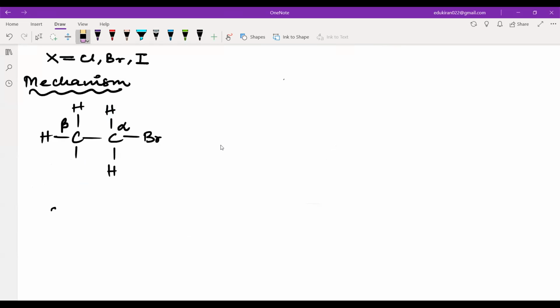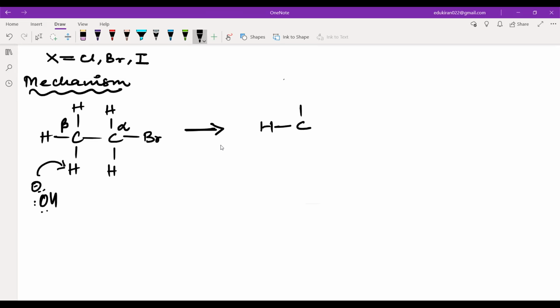Let me make it all clear like this. The hydrogen is here. OH negative is going to attack this hydrogen. Now the hydrogen is obviously not going to take up the electron.